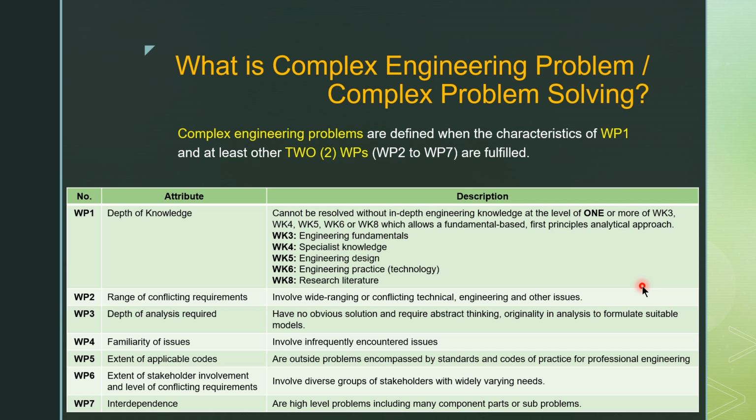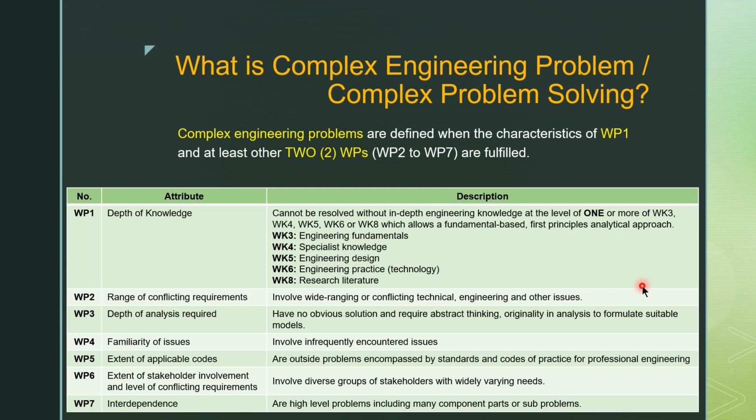And then WP6, extent of stakeholder involvement and level of conflicting requirements: involves diverse groups of stakeholders with widely varying needs. I think this kind of WP6 you can easily relate to certain projects.